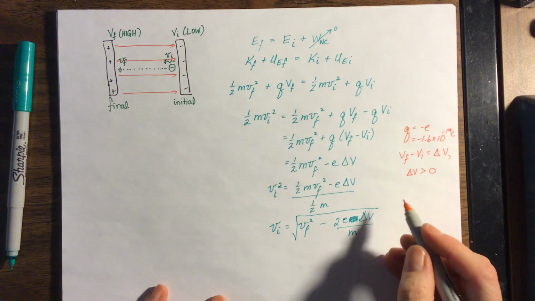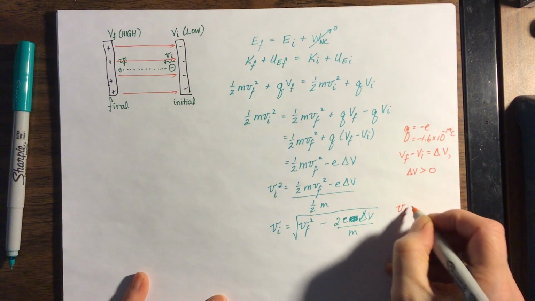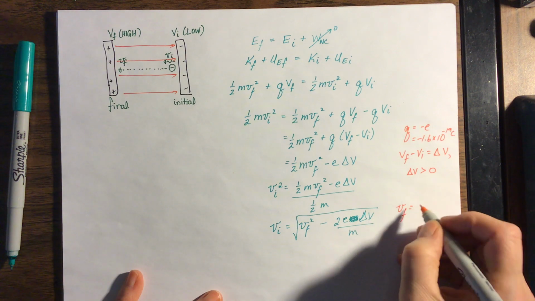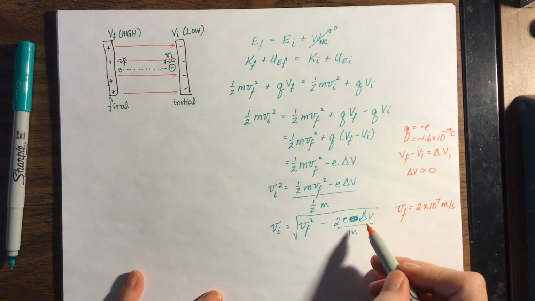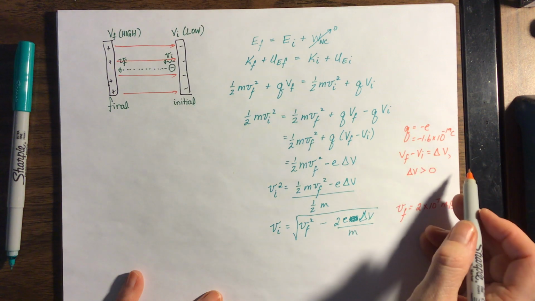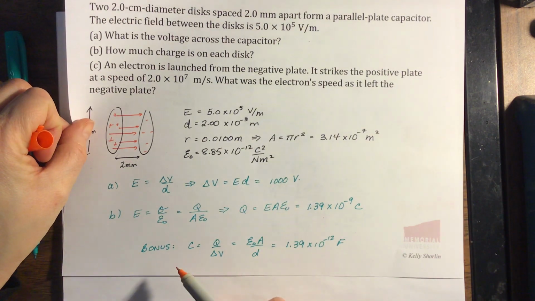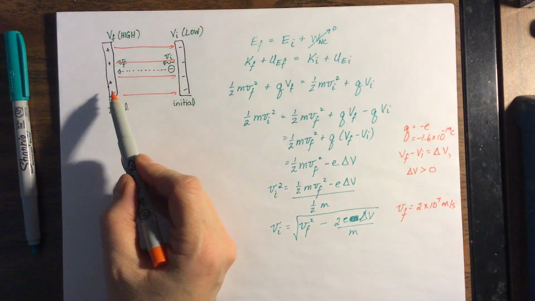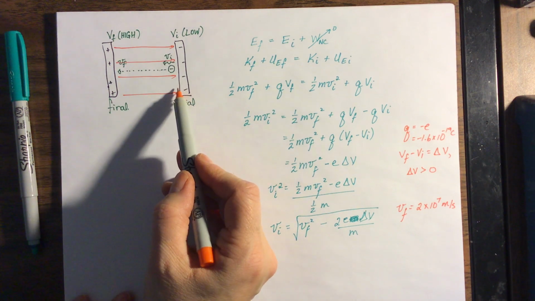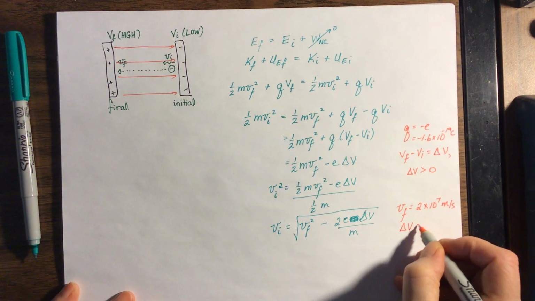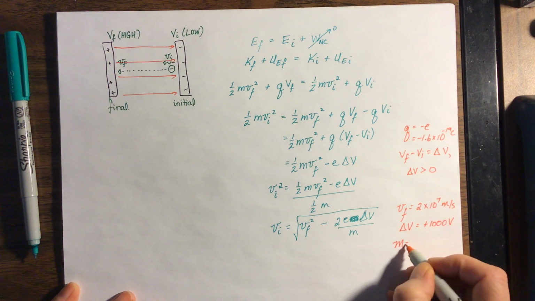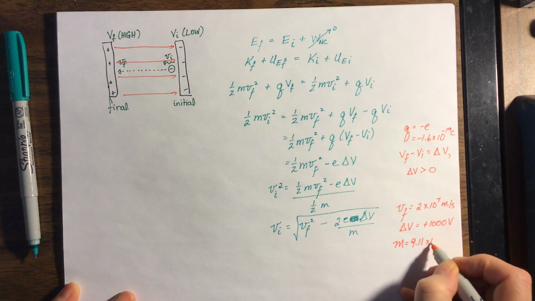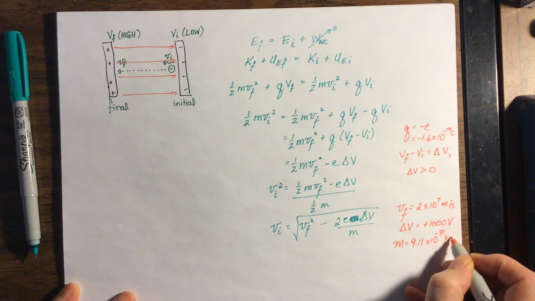So what else do I need here? I know that my Vf that was given, that was 2 times 10 to the 7 meters per second. My delta V is my positive 1000 volts. So we found in part A that the potential difference between the plates was 1000. I know this plate is at a higher potential than this plate, so it's plus 1000. And m is the mass of the electron, which is 9.11 times 10 to the minus 31 kilograms.